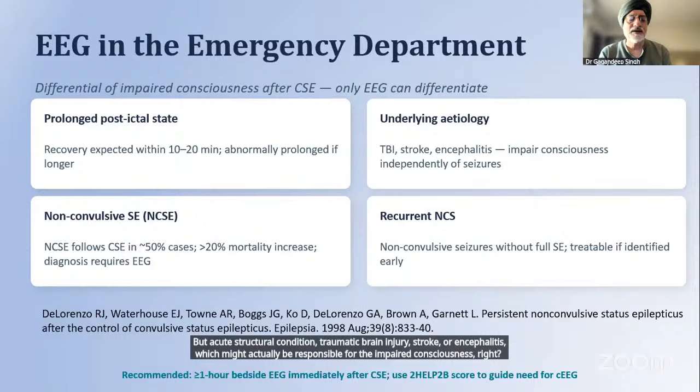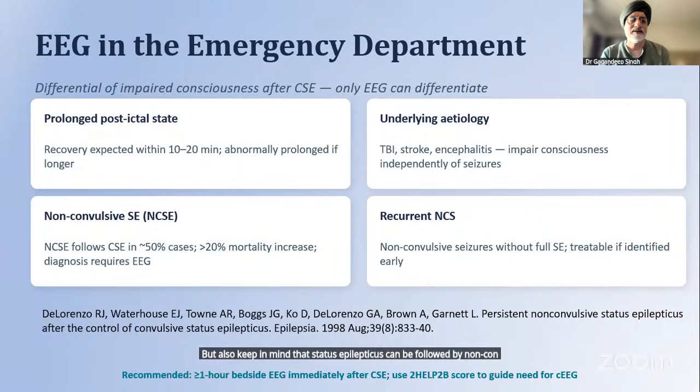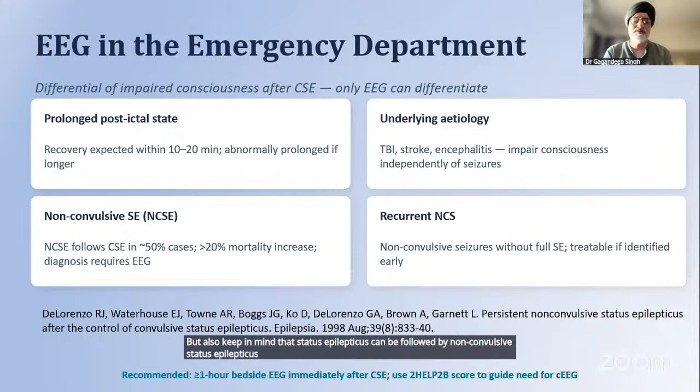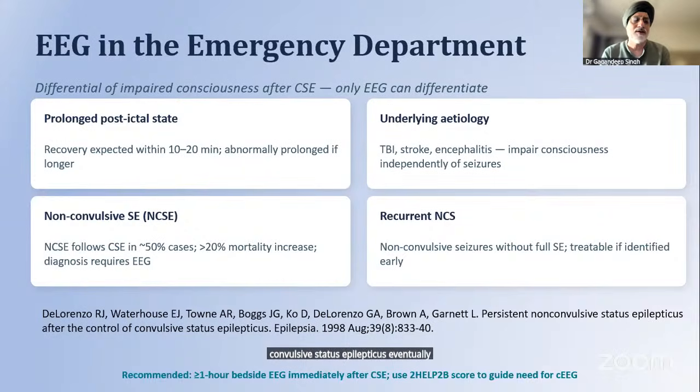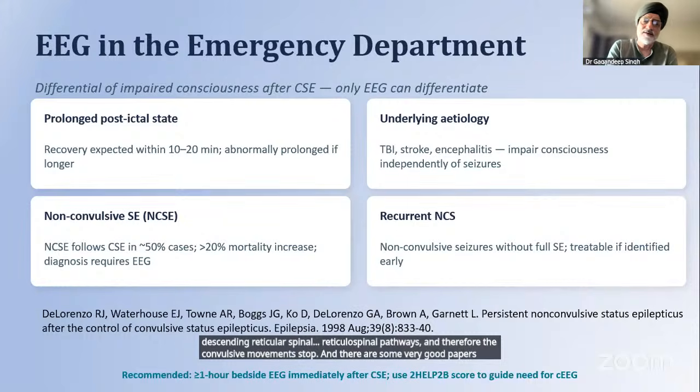But also keep in mind that status epilepticus can be followed by non-convulsive status epilepticus, and the frequency is about 50%, right? 50% of cases of convulsive status epilepticus eventually stop having the tonic-clonic convulsions, and the reason for that is there is fatigue and exhaustion in the descending reticulospinal pathways, and therefore the convulsive movements stop. And there are some very good papers regarding this, right?